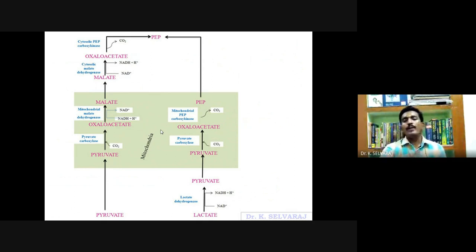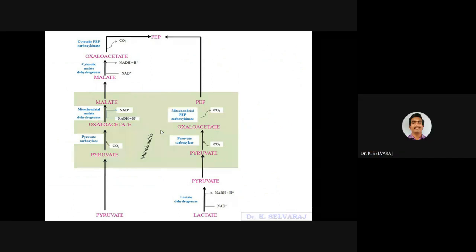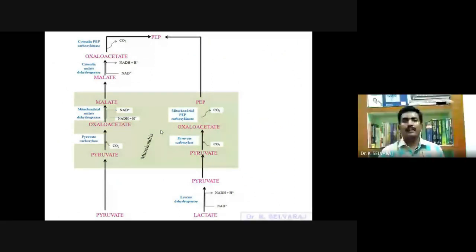Okay, so the pyruvate is converted into oxaloacetate. Then the oxaloacetate, with the help of mitochondrial malate dehydrogenase, is converted into malate, and NADH is converted into NAD plus. Then the malate is transported out of the mitochondria to the cytosol. In the cytosol, the malate is converted back into oxaloacetate with the help of the enzyme cytosolic malate dehydrogenase.